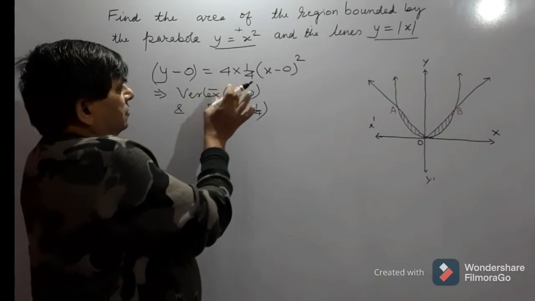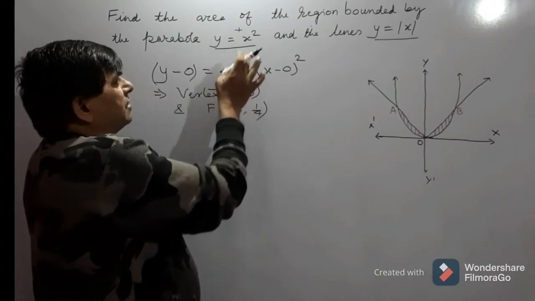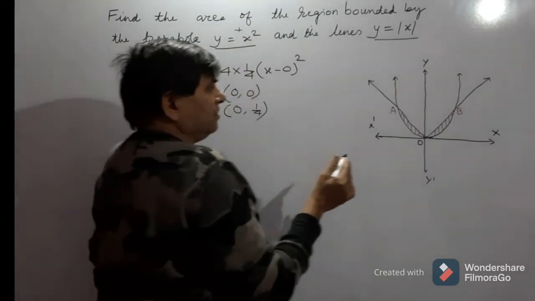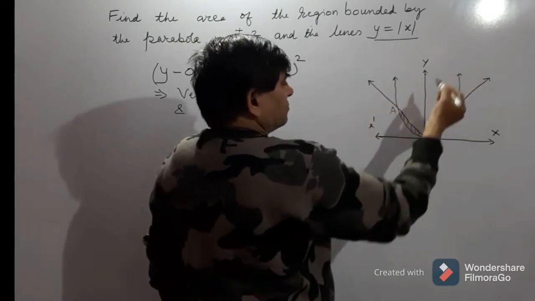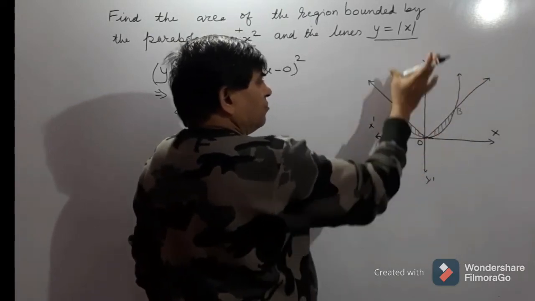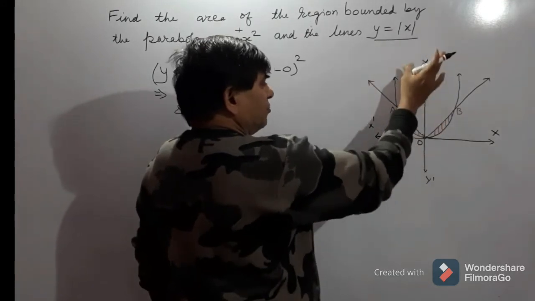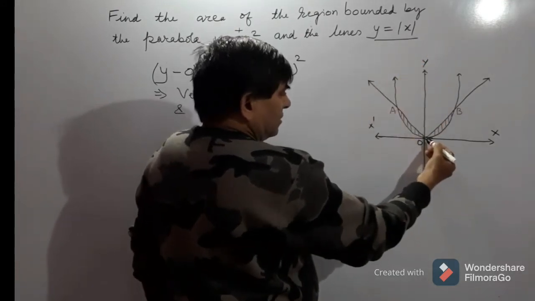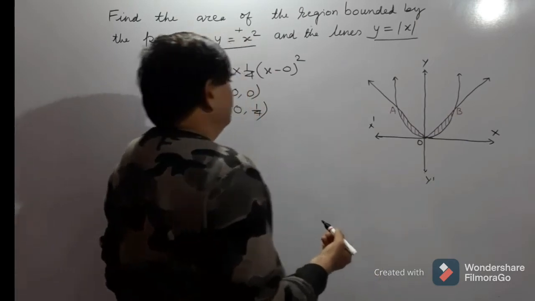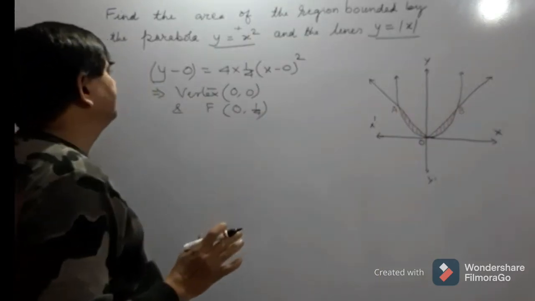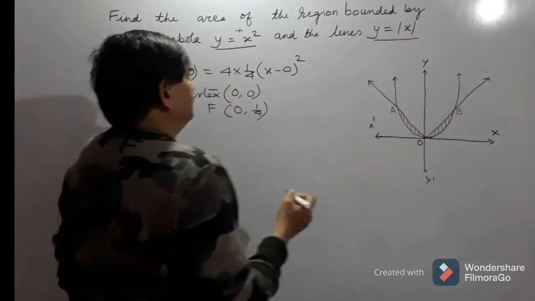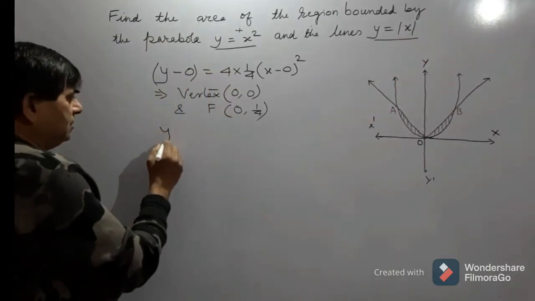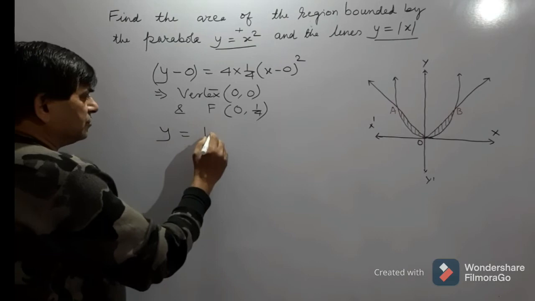If you draw the graph of this parabola y is equal to x square, upward open, and vertex is origin. So graph is okay. Now the second equation is the modulus function, y is equal to modulus of x.